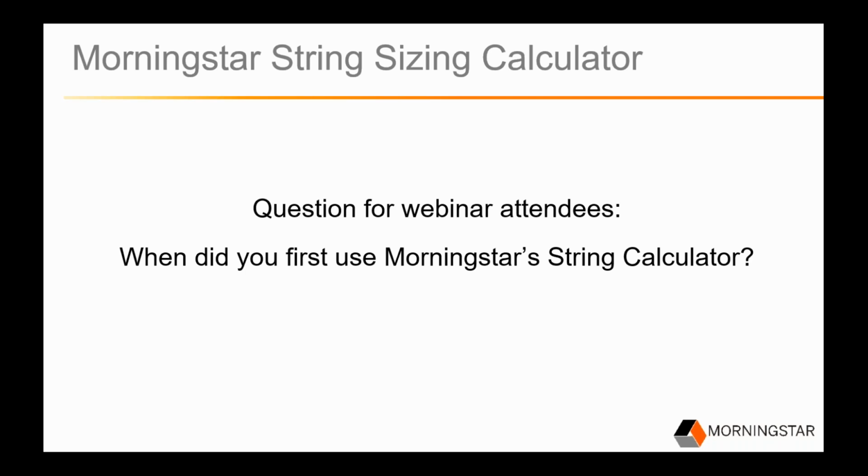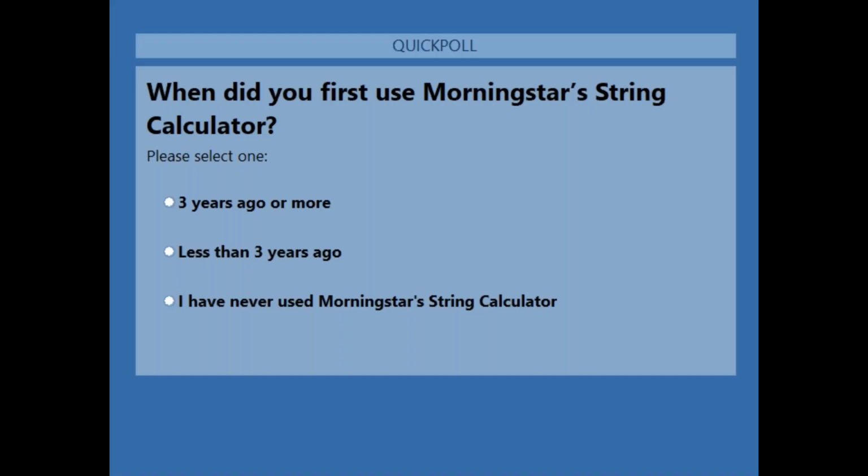And before I present Morningstar's string calculator, I want to ask each of you to answer the question, when did you first use Morningstar's string calculator? So I'm going to launch a poll. And that should be appearing on your screen right now. So if you go ahead and start picking one of those selections. Was it 3 years ago or more, less than 3 years ago, or have you never used Morningstar string calculator?